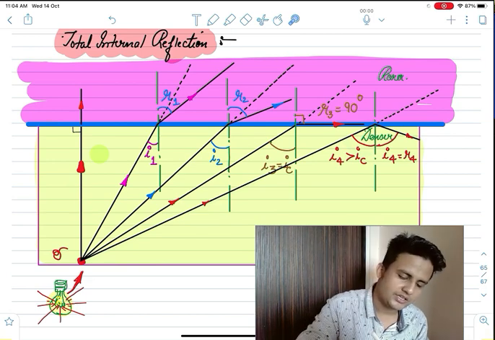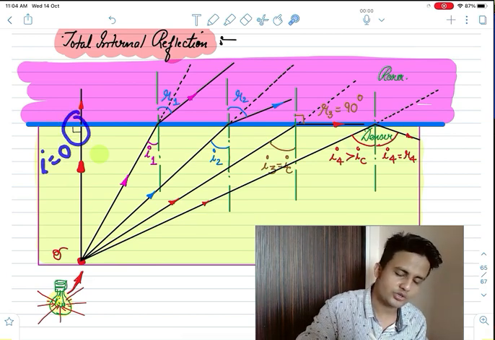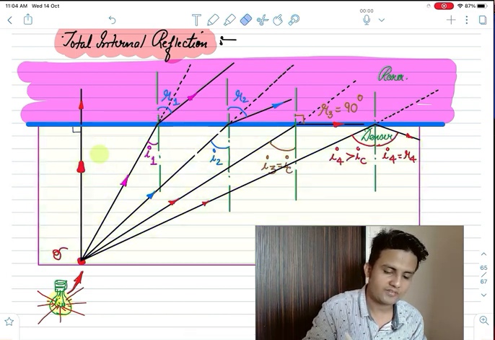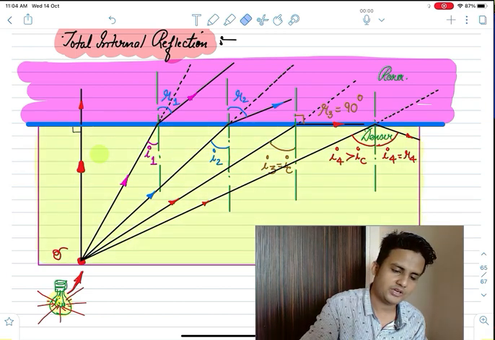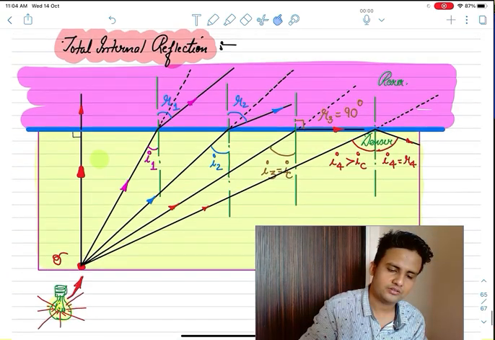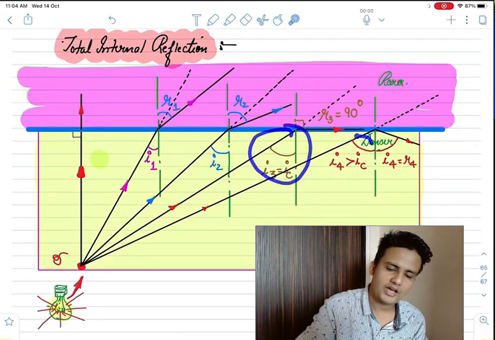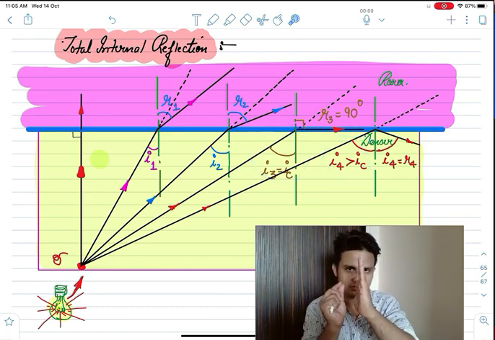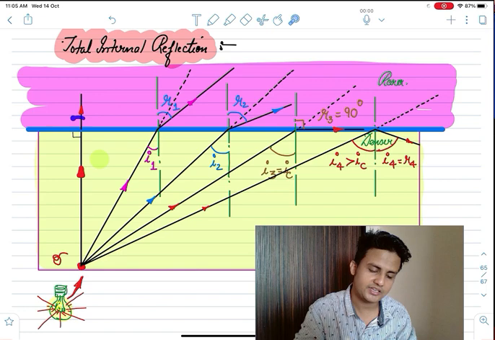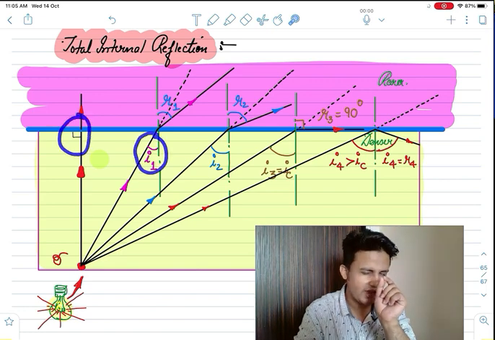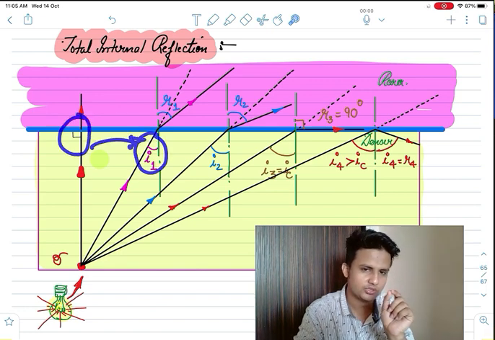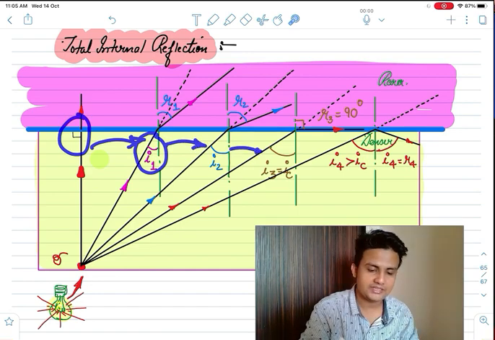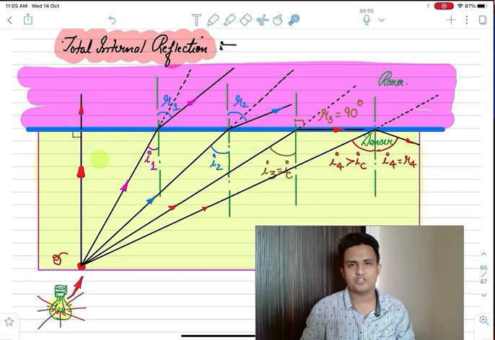Now let's see. Here you have an angle of incidence of 0 degrees. Here you have angle of incidence I1. Here you have I2, and similarly here I3, I4. If you watch carefully, the first is 0. I1 is a small angle, but it is more than 0. Here I2 is even more than I1. Slowly, the angle is getting increased.